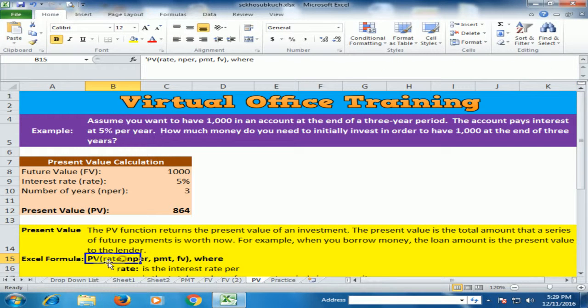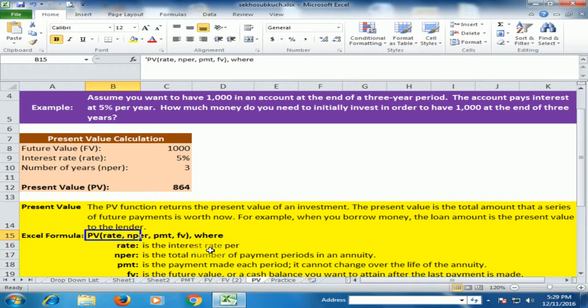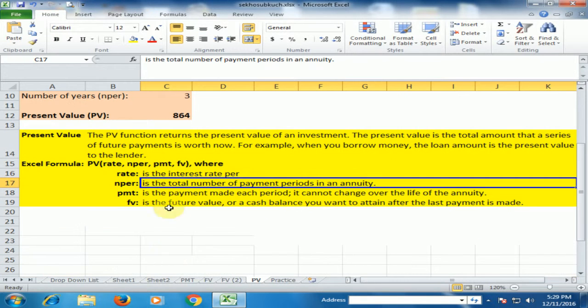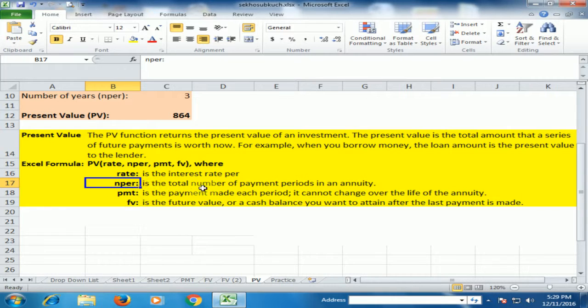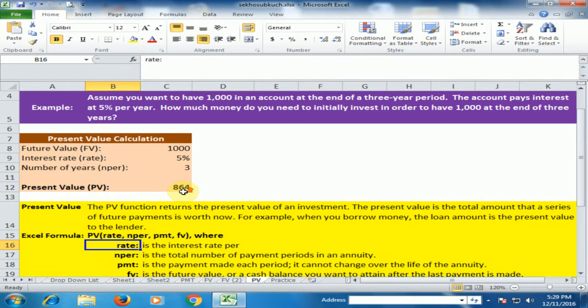The formula of present value is here, where rate is the interest rate, and NPER is the total number of payment periods in an annuity, and payment is the payment made each period. It cannot change over the life of the annuity. Future value is the cash balance you want to attain after the last payment is made. And here is the future value, payment, number of years, and rate.